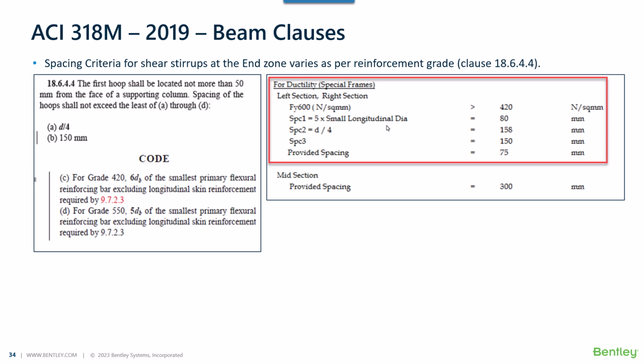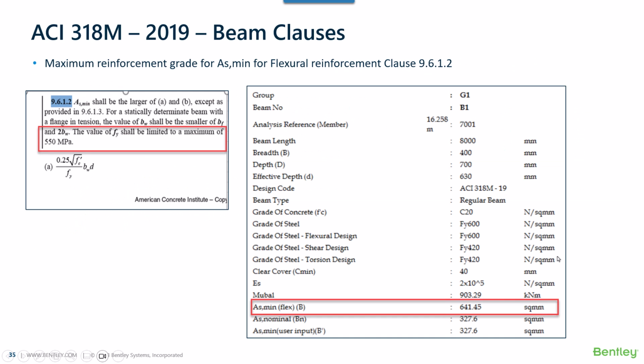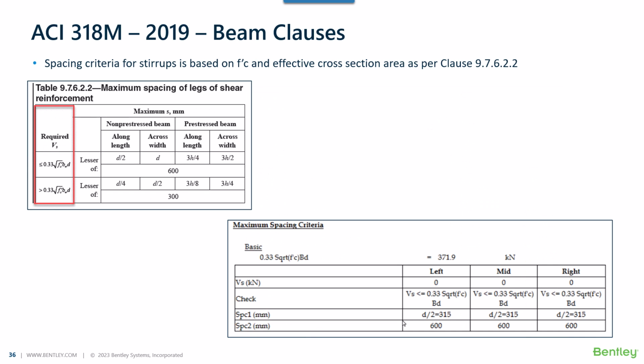And lastly, to summarize a few more clauses from ACI 318 2019 edition, the max grade for the AS minimum as per clause 9612 needs to be restricted based on the grade of steel that we are using for the designing of your longitudinal reinforcement. So this clause has been taken care of while calculating the AS minimum as per the code recommendation. Next is the maximum spacing criteria for stirrups, which is based on FC and the effective cross section area, and this clause has also been taken care of while determining the spacing.